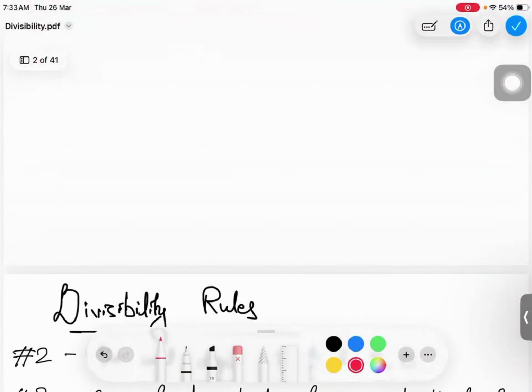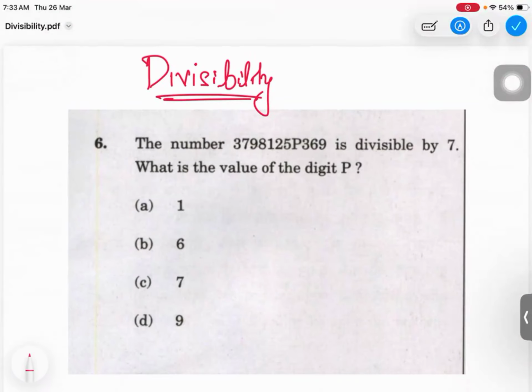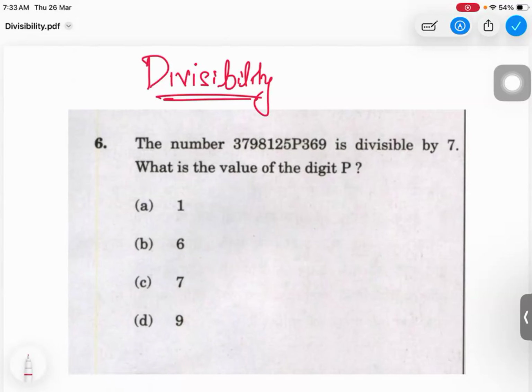All right, so with this, we will start the divisibility part. The first question we are dealing with is divisibility of 7. The very first question. All right, there is a number with a p in it. There is one digit, and in the place of the digit p, the number is divisible by 7. What is the value of digit p? Straight away the value of digit p has been asked.